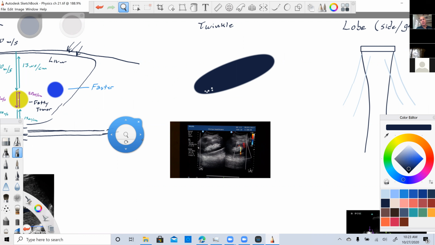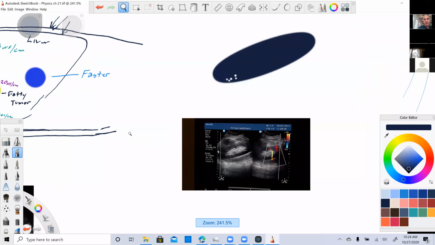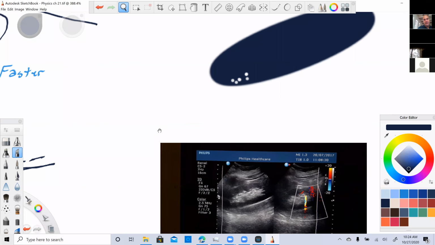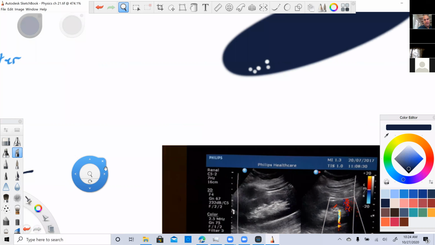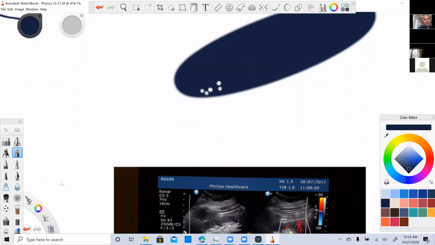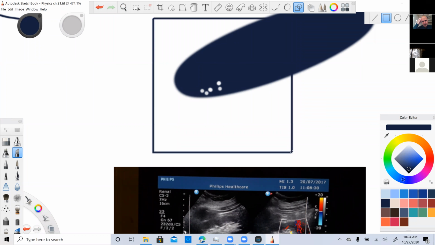Twinkle, not in the book. I don't know why. Twinkle artifact is one of the most important, useful artifacts that you could think of. Now, I drew a gallbladder, but I have a picture below of a kidney. Let's start with the gallbladder. Twinkle artifact, when it was first noted, was thought to be a color version. In fact, let's make sure I put a little color box on this. Okay, there's my color box.